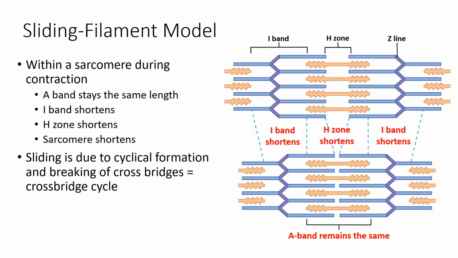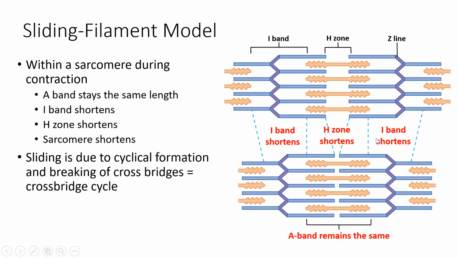So let's speak about what's happening to our bands and zones as the sarcomere shortens, as the sarcomere contracts. Just to remind ourselves what these bands represent, the I bands we said were only thin filaments, so only actin, and they were anchored together by the Z line here at the center of the I band. The H zone, we said, was only thick filaments, also anchored together at the center with the M line, although that's not shown here. And then the A band was the area of overlap, the area where actin and myosin were overlapping.